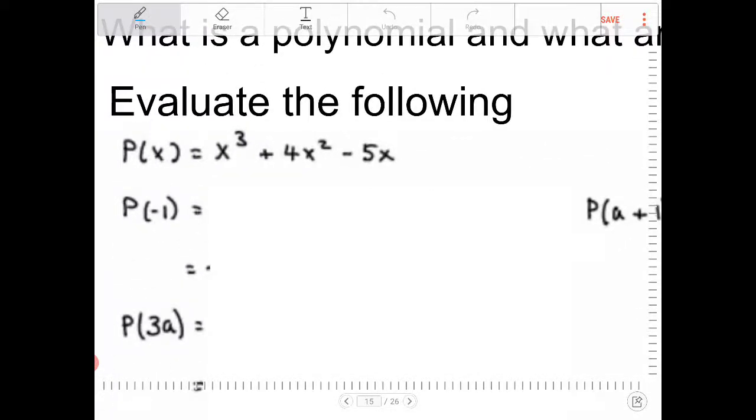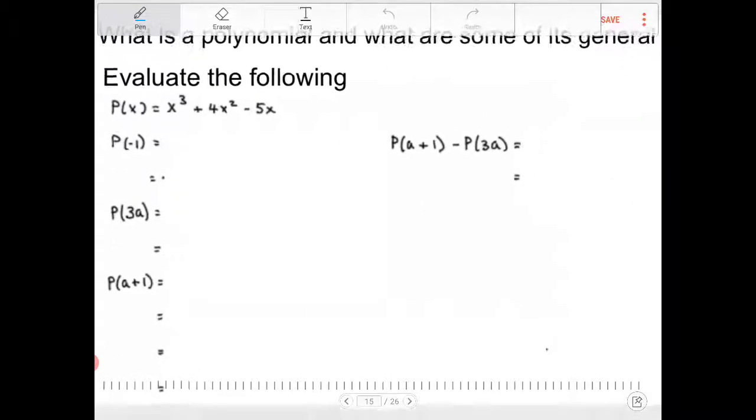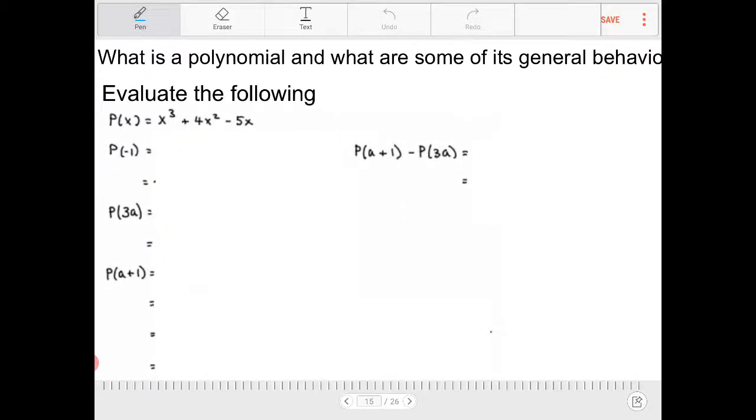This is actually very similar to things that you already know. So suppose you have this p of x polynomial. Let's try to evaluate these 4 different statements here. Evaluate p of -1, p of 3a, p of a plus 1, and then the difference between p of a plus 1 and p of 3a. Pause the video to see if you can figure this out.